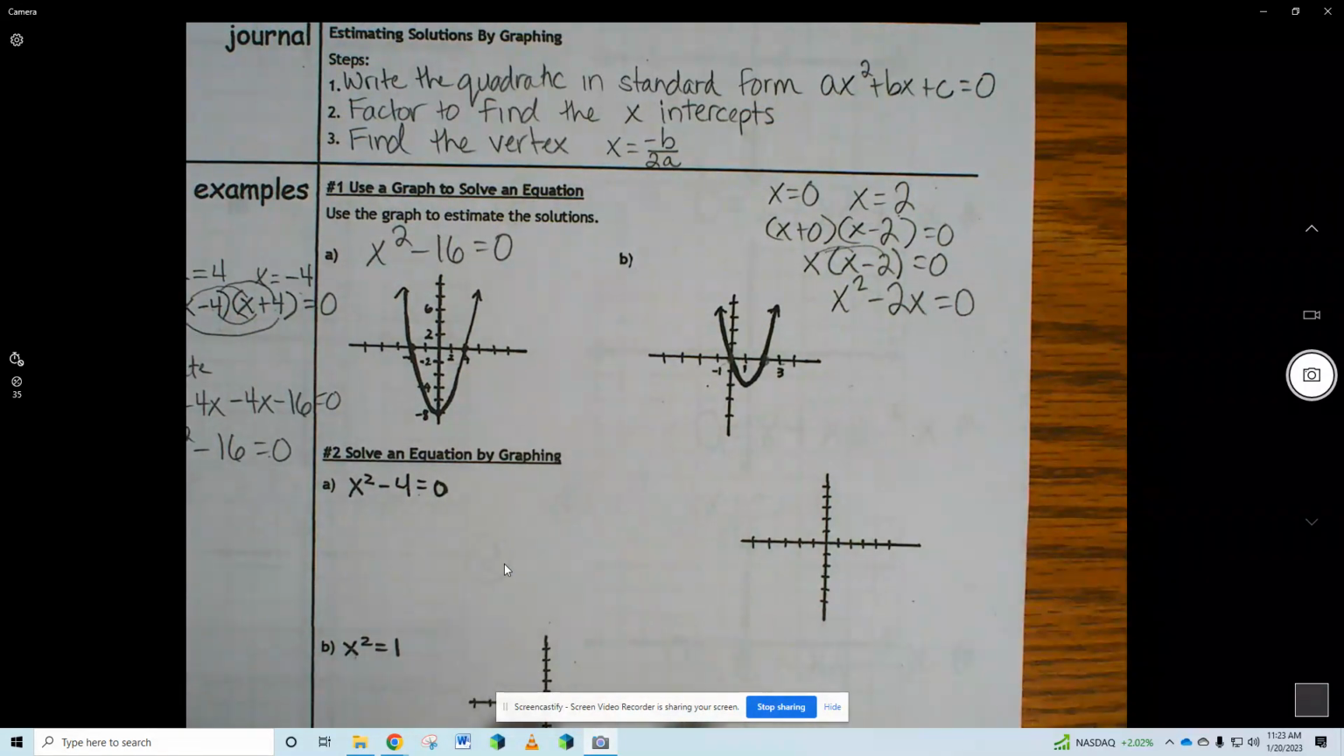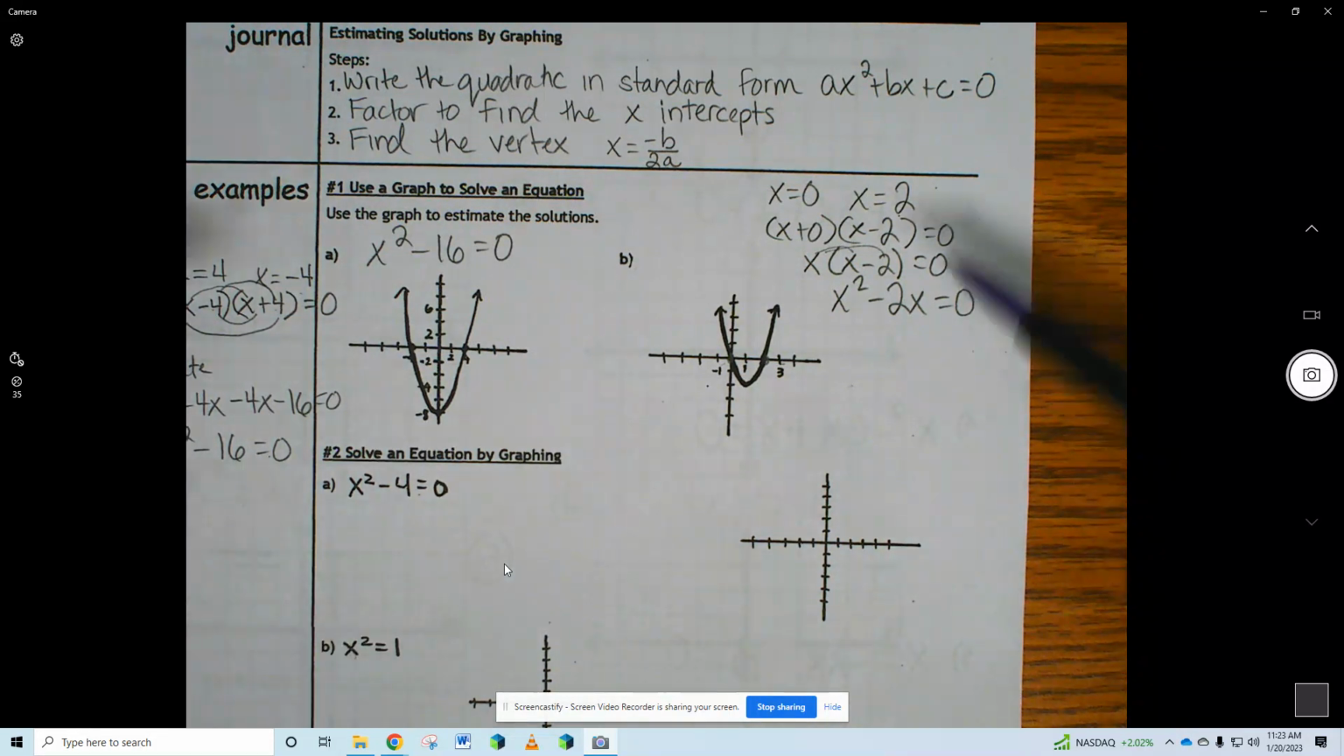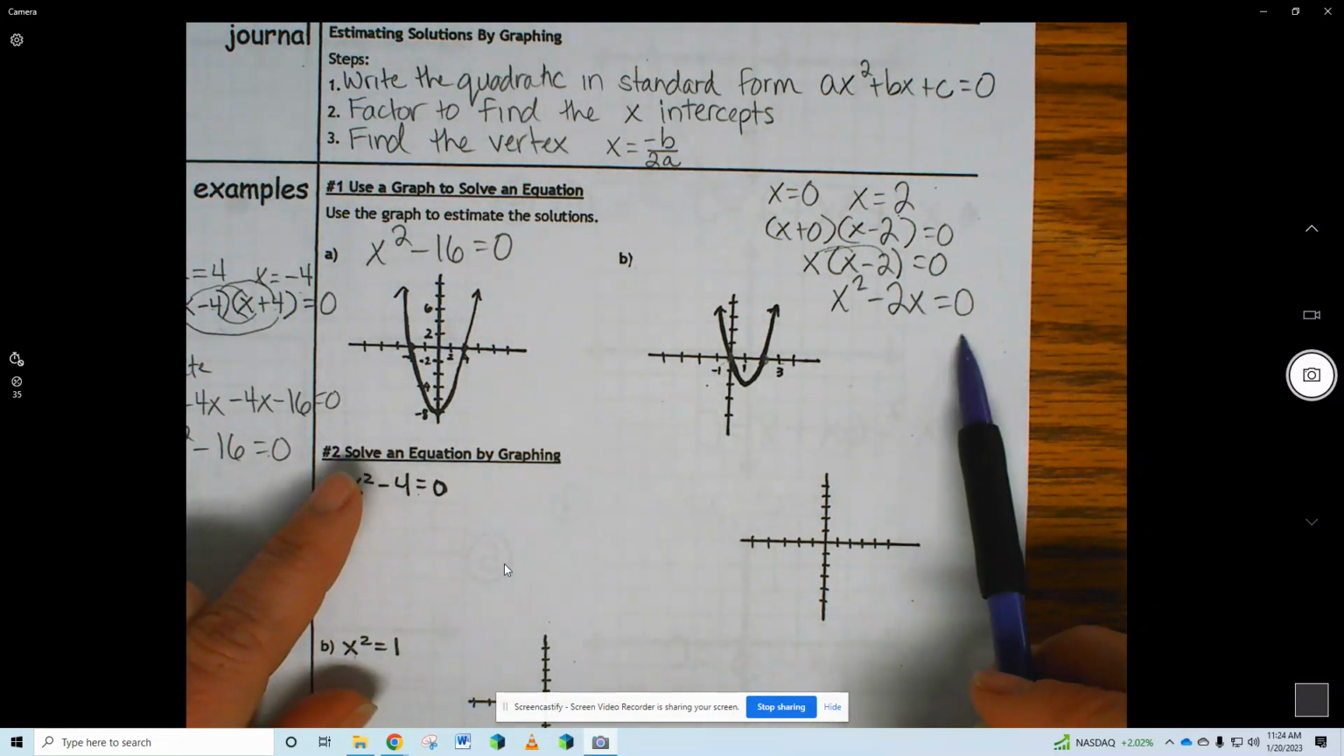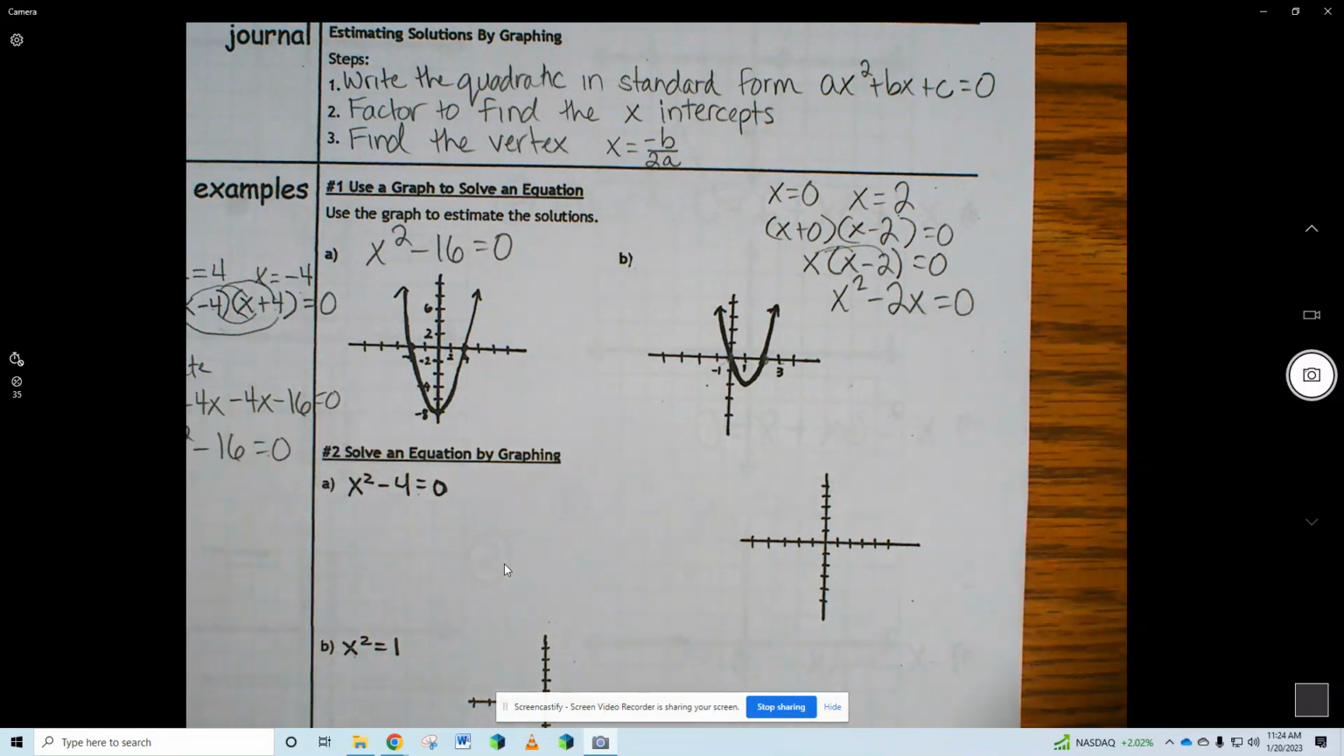And there's my equation. Two of your problems for homework, you are asked to, given a graph, write the equation. And this is the process you do. Because you have a quadratic, x squared plus something, whatever, you know.